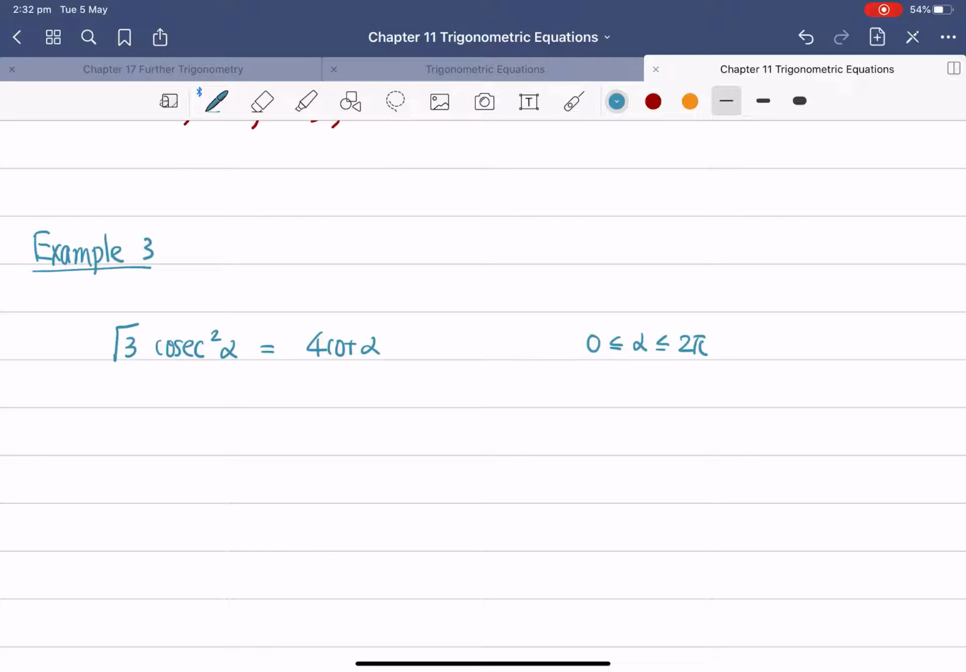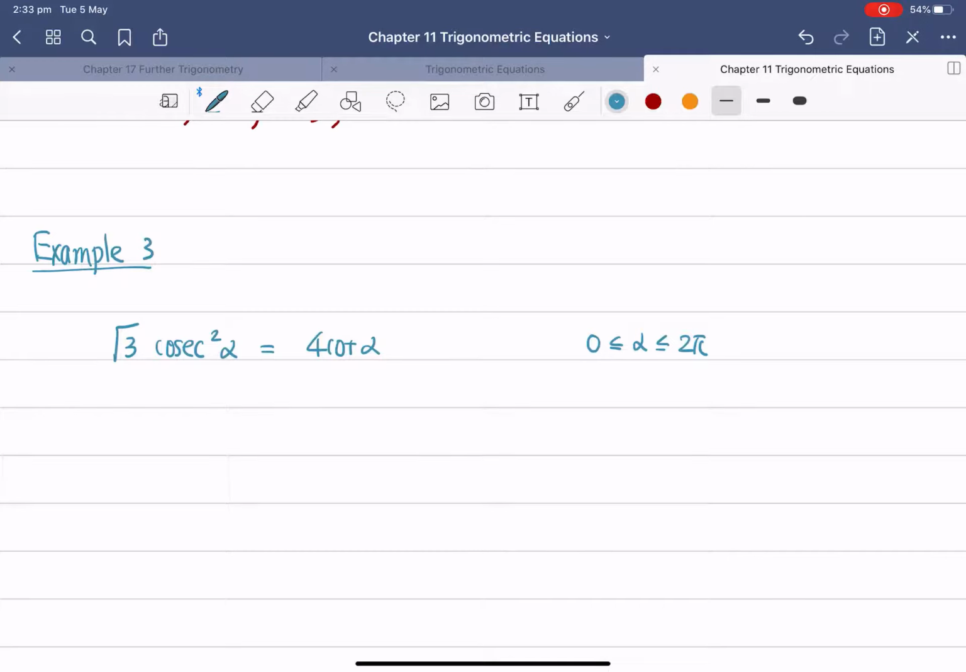Now, it's really hard to solve a question if it's in terms of cosecant and cotangent. At least I am not confident of doing that. So one way you can do it is you can change the cosecant squared into sine, so it becomes 1 over sine, and you can change the cotangent alpha into cos over sine. That's one way you can do it.